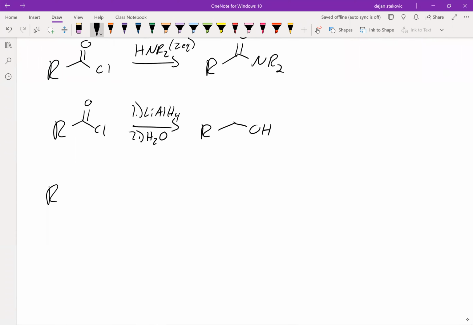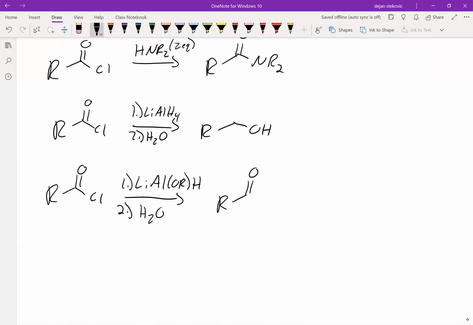If you did want to stop in between, you would just use a different reagent. It's very similar to the lithium aluminum hydride, except instead of having 4 hydrogens, we're going to have 3 OR groups, and these OR groups are usually bulky groups like a tert-butyl or something like that, and then only 1 H there. And we won't go into the mechanism or anything, but basically this stops us at the aldehyde.